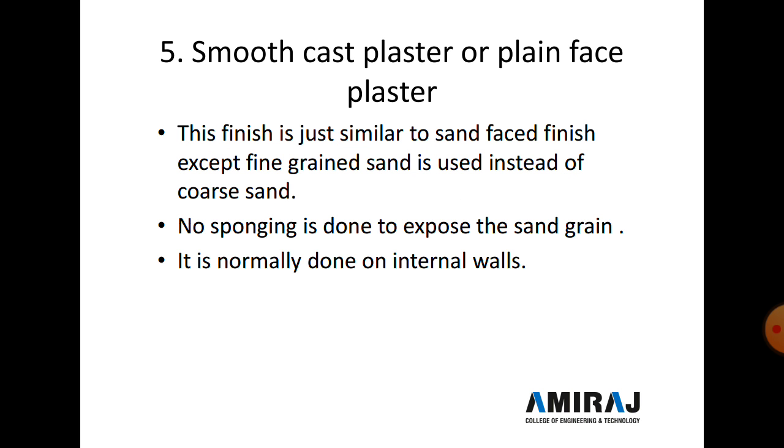Now the next type of plaster is smooth cast plaster or plain face plaster. This finish is just similar to the sand face finish, except fine grained sand is used instead of coarse sand. So here, for smooth cast plaster or plain face plaster, we use smooth sand passing through a 4.75 mm sieve. No sponging is done to expose the sand grain, and it is normally done on an internal wall. So on all internal walls, smooth cast plaster is used.